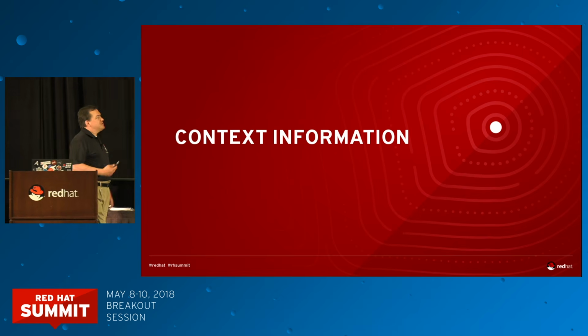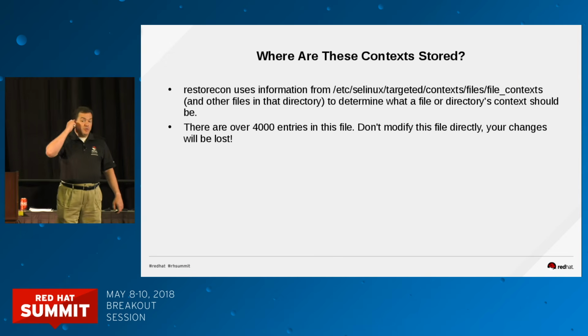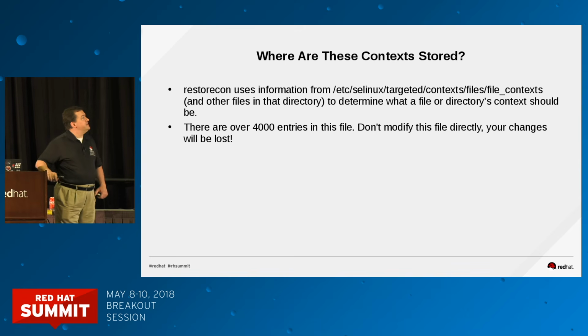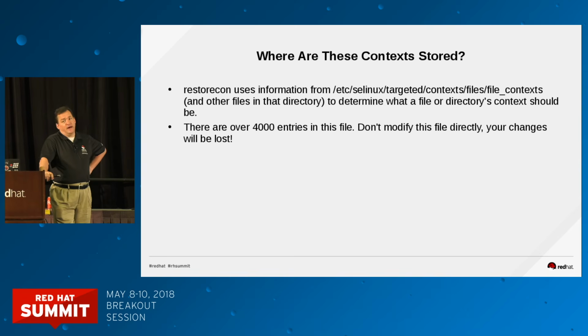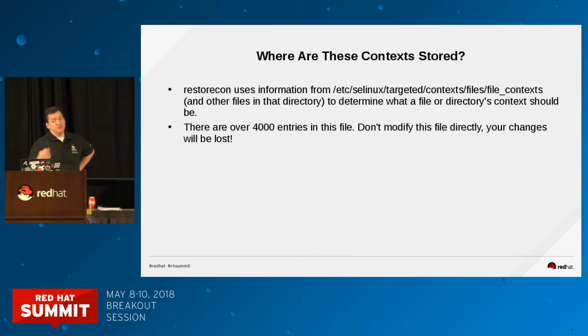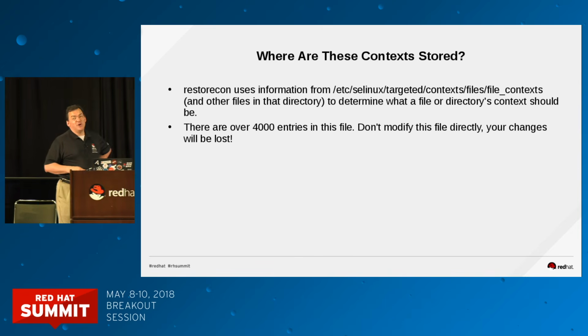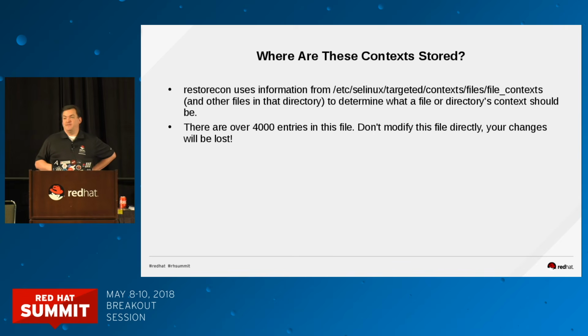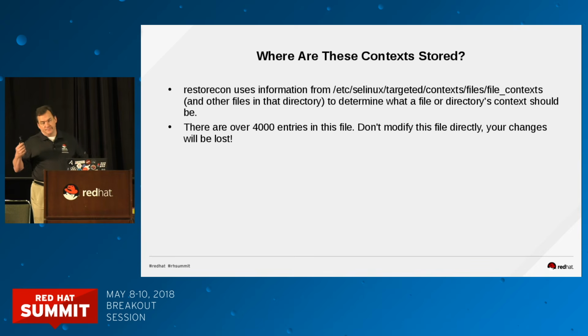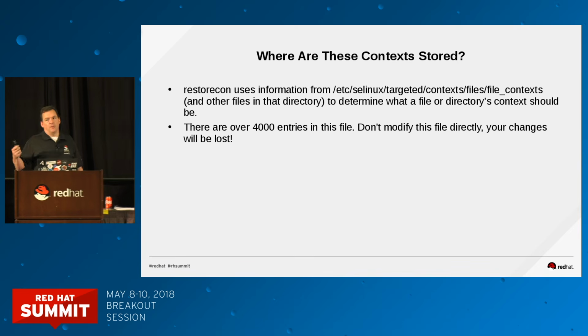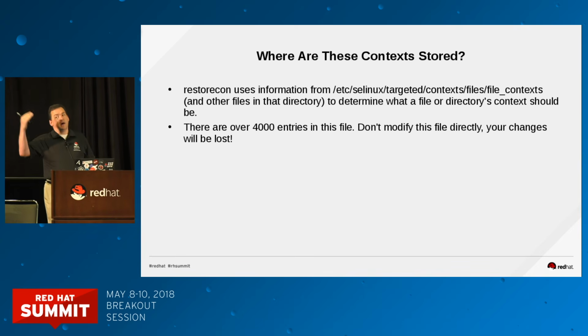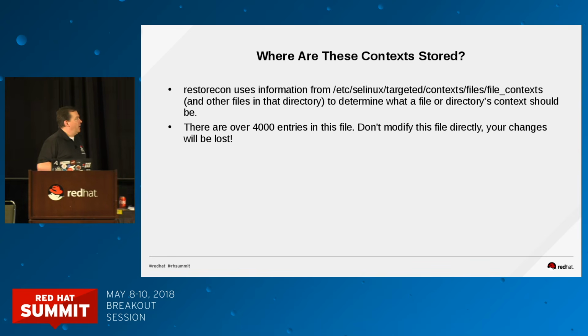So you may ask, where did that context information come from? restorecon relies on the contents of /etc/selinux/targeted/contexts/files/file_contexts, and actually several other files in that directory. But that's where it looks to see what the default context should be for files and directories. There are like 4,000 entries in that file, so you're not going to edit it by hand because not only do you not really want to go in and monkey around with that, but when you get an update, it's going to replace that file.